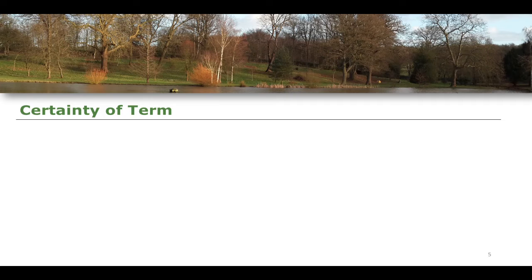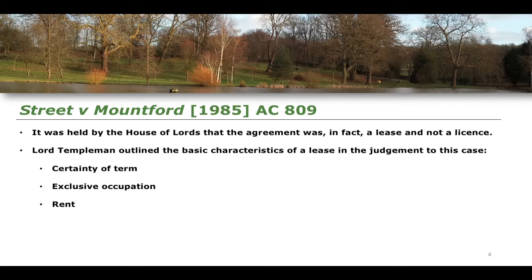And then there's the final characteristic, which is the payment of rent. There has to be a payment of rent, which obviously is payable by some kind of value, often money, which obviously represents the payment of the leasehold.